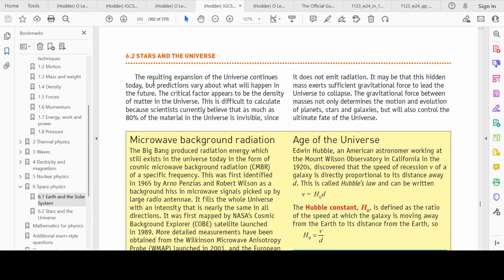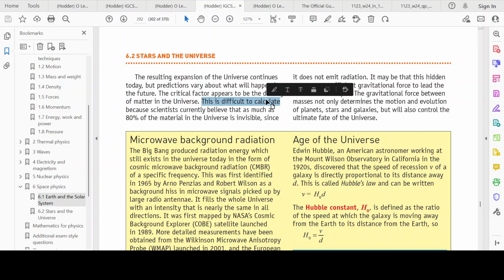So the resulting expansion of the universe continues today, but predictions vary about what will happen in the future. The critical factor appears to be the density of matter in the universe, like how much matter is there in the universe. If it's expanding, that means the volume is increasing, the matter is not changing, and so the density will decrease when you increase the volume. That's mass per volume. If the mass is the same, volume is increasing, and so density will go down.